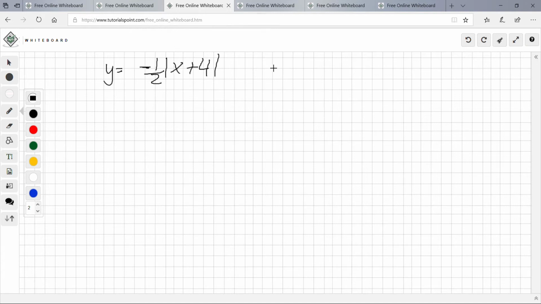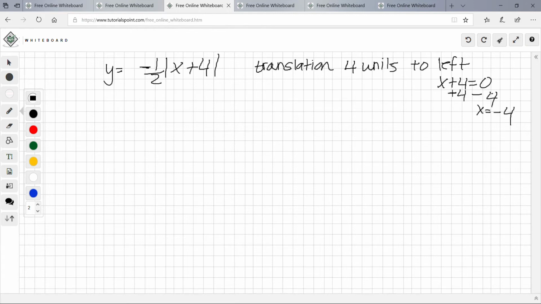Okay, so let's look at the translation. We're going to translate 4 units to the left, right? Because it's the x plus 4, and what I did was I set the x plus 4 to 0, and then I subtract 4, and then you get x equals negative 4, right? So we're moving 4 units to the left. That's why we have a translation 4 units to the left.